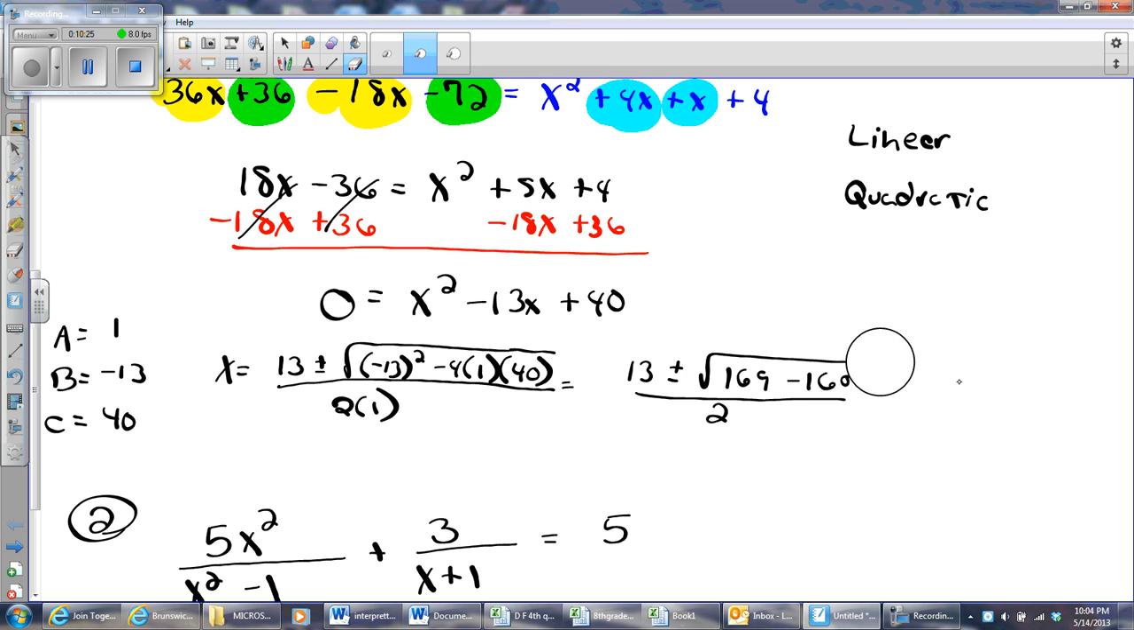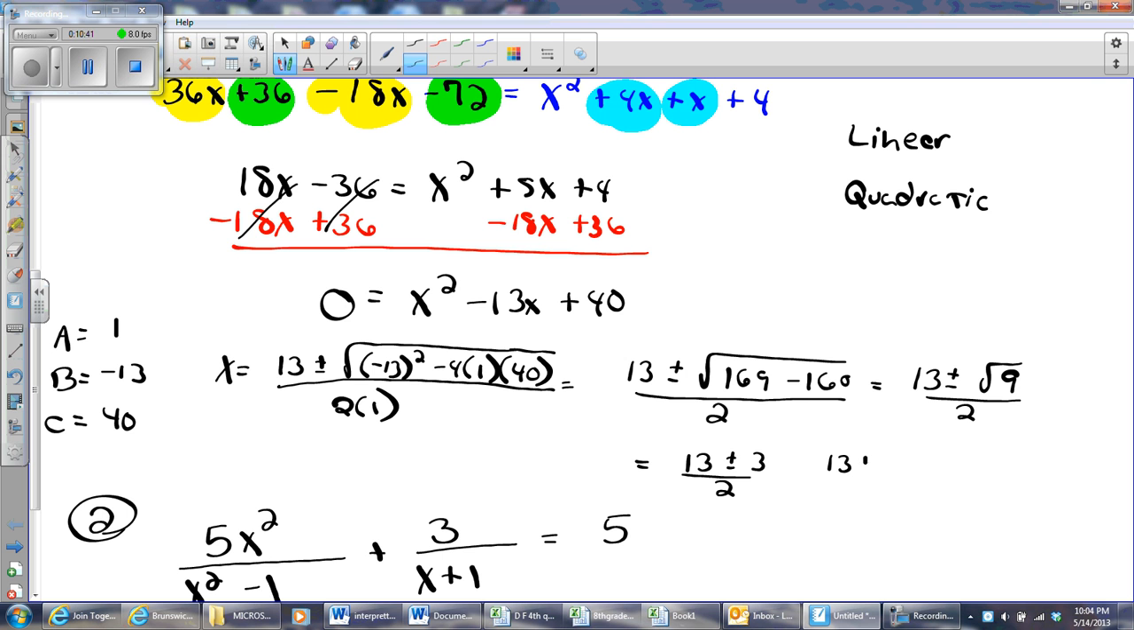Now I'm going to simplify further. And I'm going to get 13 plus or minus the square root of 9 over 2. Carrying that on will get me 13 plus or minus 3 over 2. And now I have two problems. I have 13 plus 3 divided by 2. And I also have 13 minus 3 divided by 2. 13 plus 3 is 16, divided by 2 is 8. And then the other answer is 13 minus 3, which is 10, divided by 2 is 5.